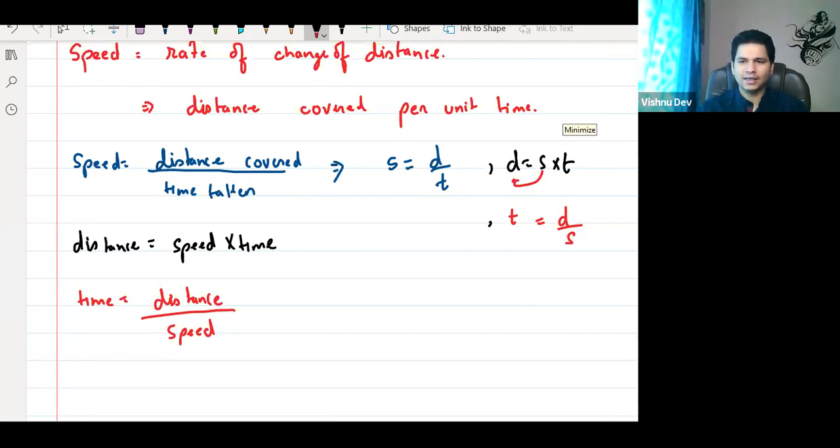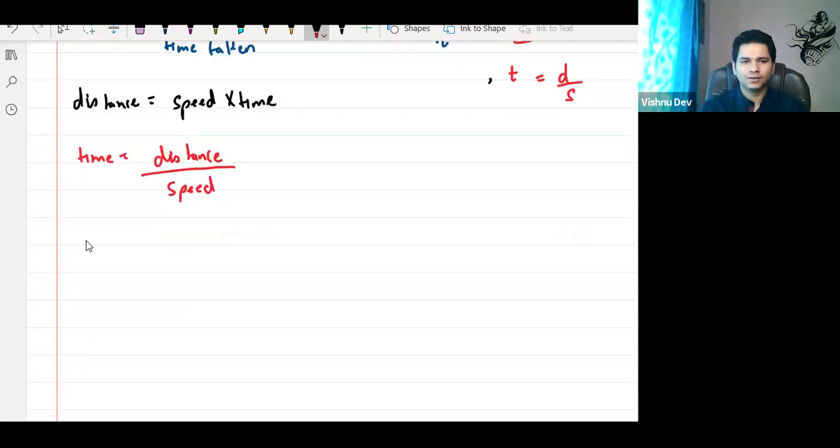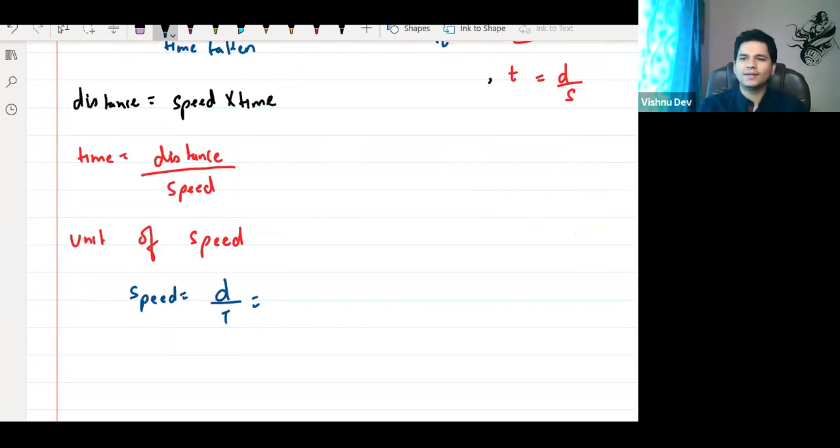ठीक है, ये सब कुछ समझ में आ गया? ओके, so unit of speed. Now, I hope all of you know that sir, speed is equal to what? Speed is equal to distance by time. Distance by time. Distance का unit क्या होता है? Distance का standard unit क्या होता है? Tell me. What is the standard unit of distance, guys? Yes. What is the standard unit of time?